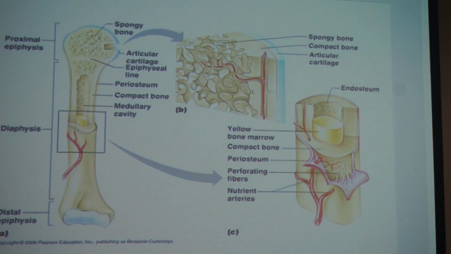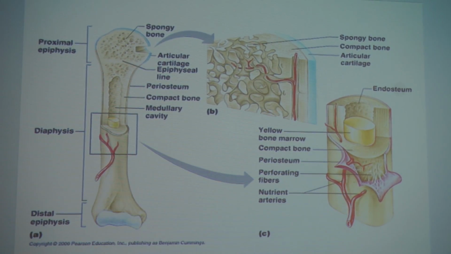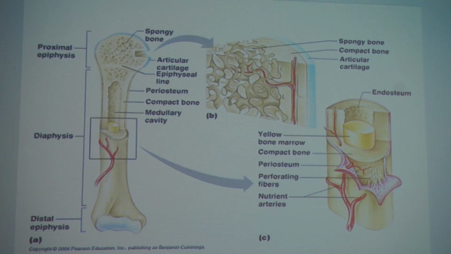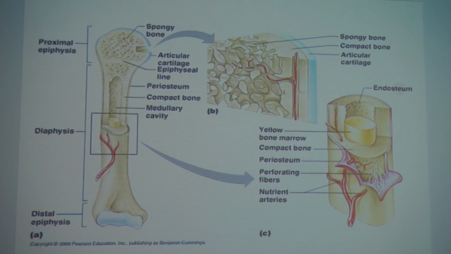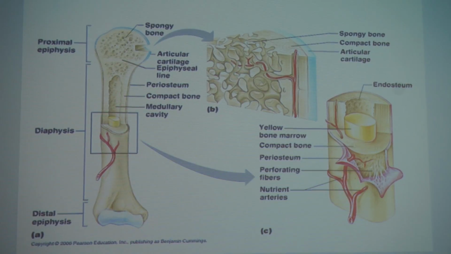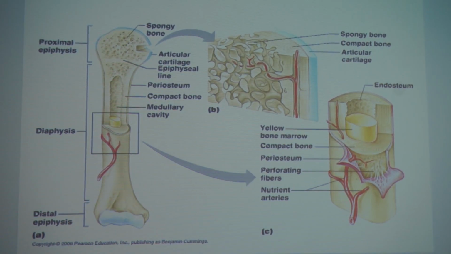It says, which component of long bone is being described? Contains hematopoietic tissue. That would be the red bone marrow. Okay? Which is in the spongy bone, which is found in the spongy bone of the proximal epiphysis. So how can you tell which is proximal?